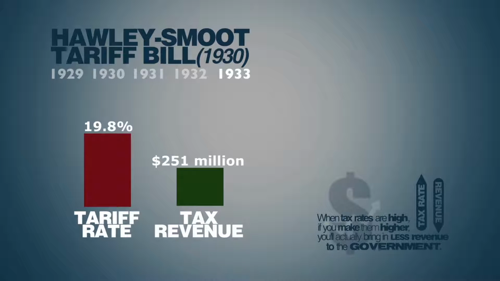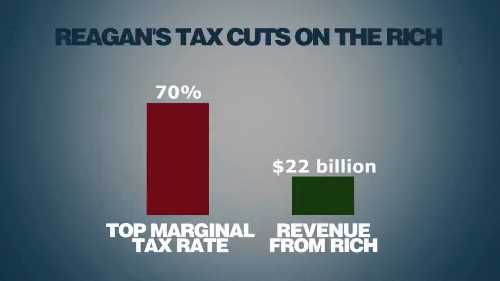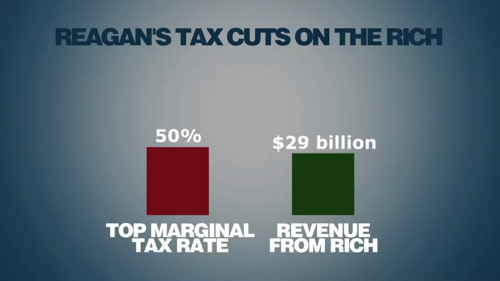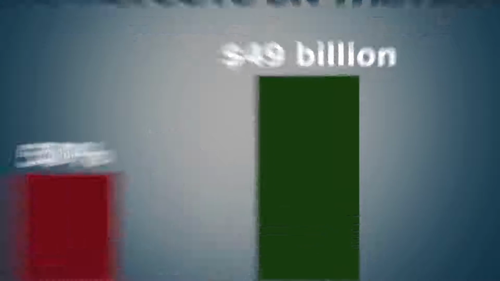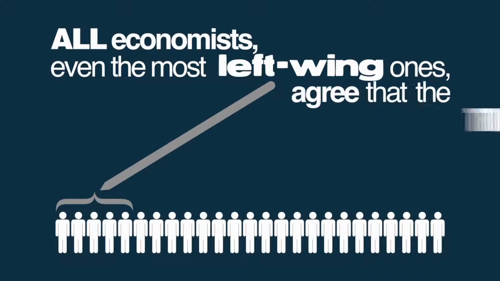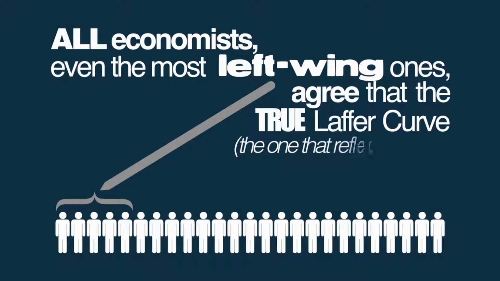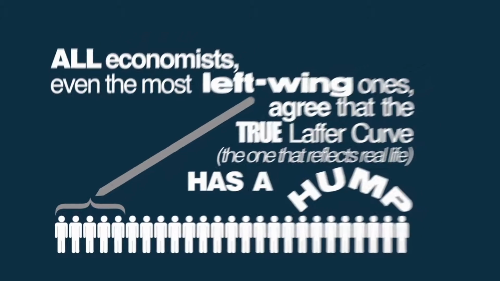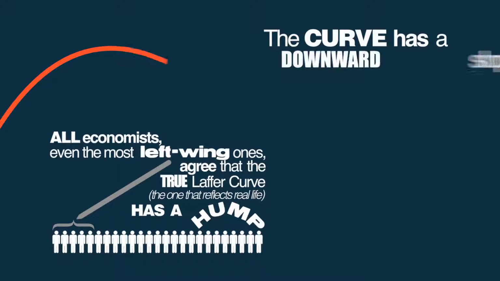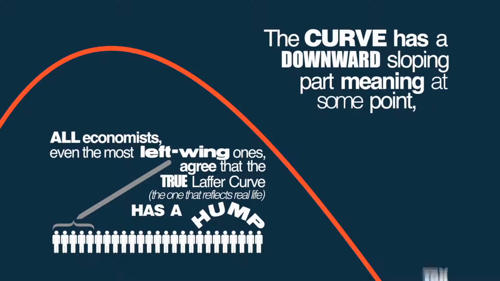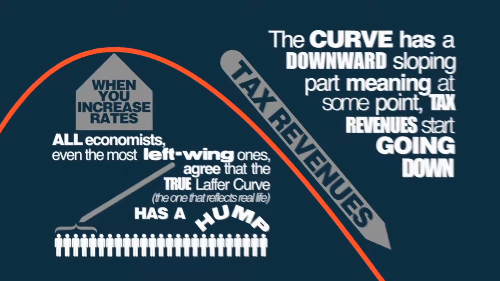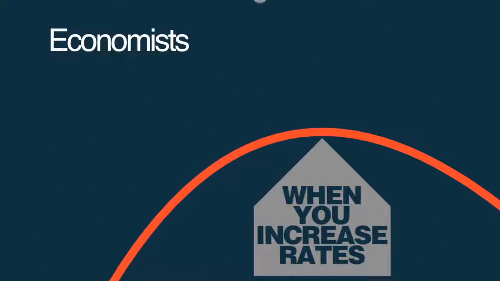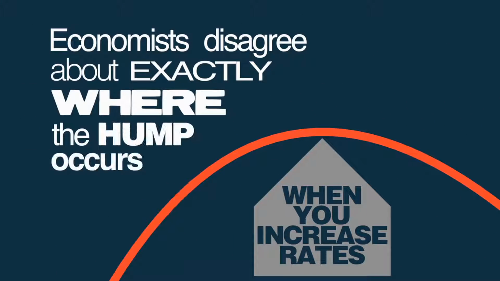A more recent example occurred in the early 1980s. After President Reagan and Congress drastically reduced the tax rates on the rich, the tax revenue that came from the rich actually increased. All economists, even the most left-wing ones, agree that the true Laffer curve, the one that reflects real life, has a hump. Now, therefore, the curve has a downward sloping part, meaning at some point, tax revenues start going down when you increase rates. So where then do economists disagree? They disagree about exactly where the hump occurs.